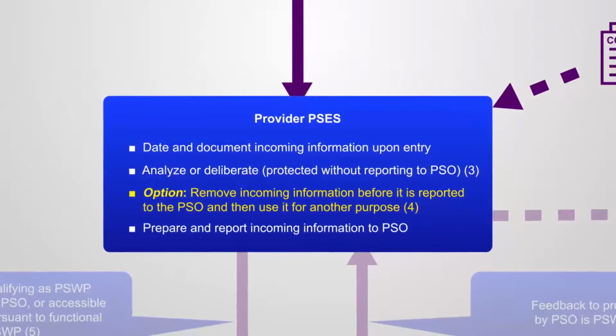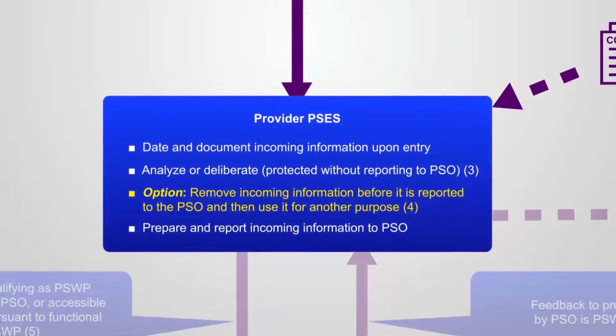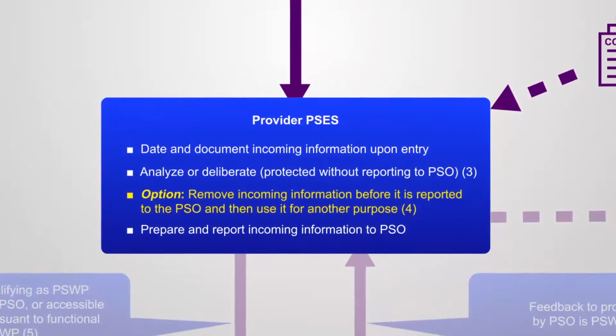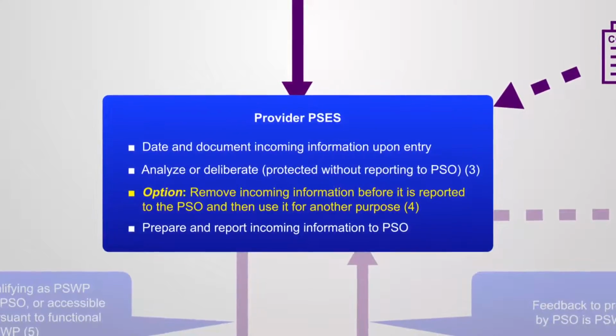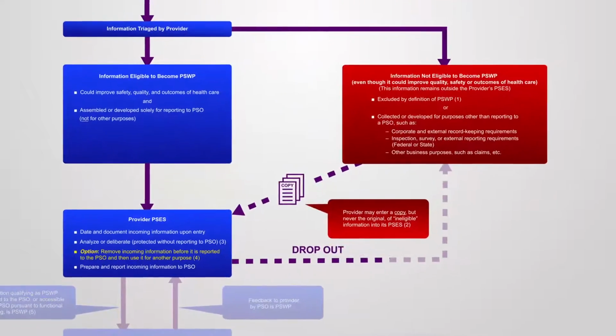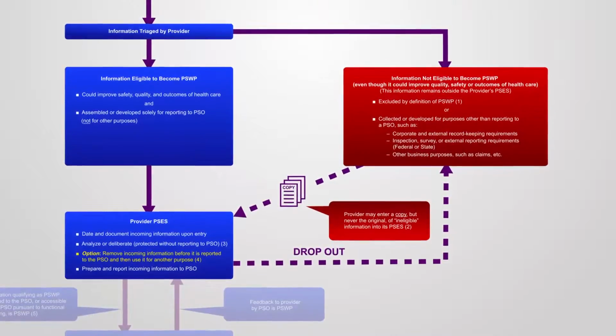The third line refers to the dropout provision. Despite a provider's best efforts during triage, a provider may discover during analysis of information brought into its PSES that it wants to remove specific information from the PSES. For example, the information may now be wanted for other purposes.